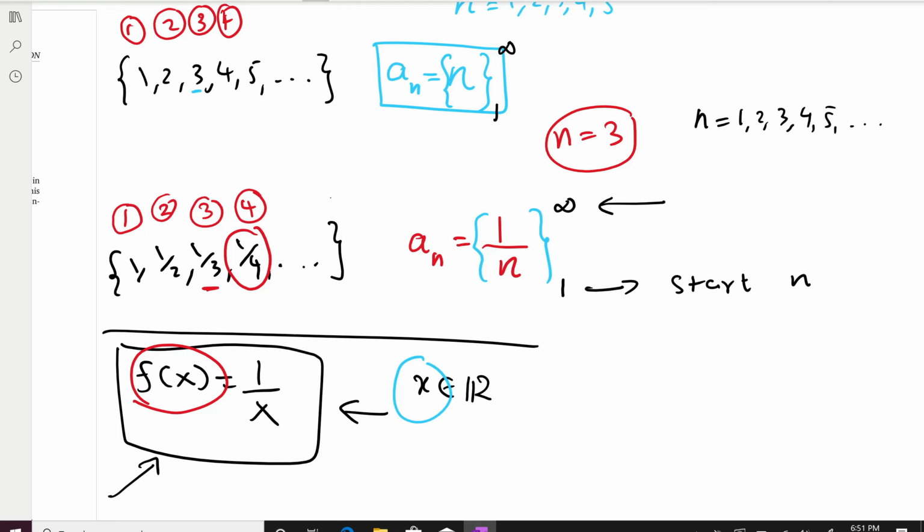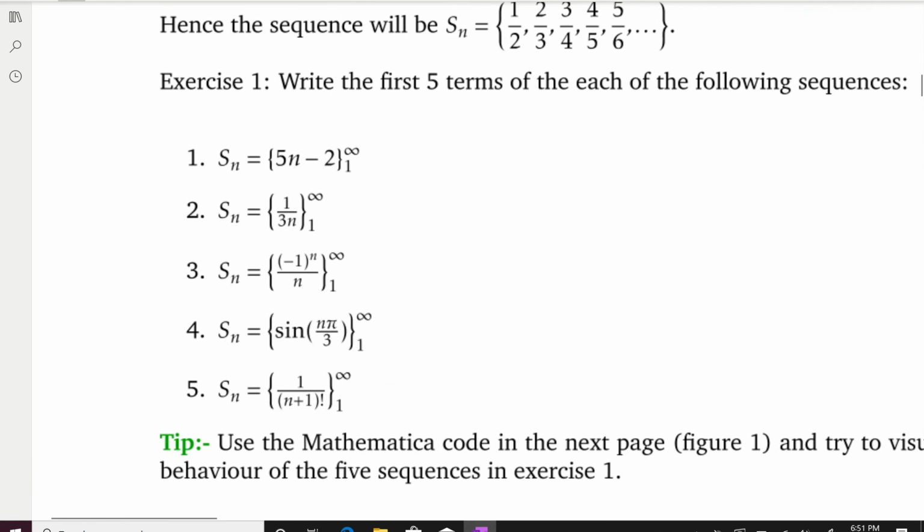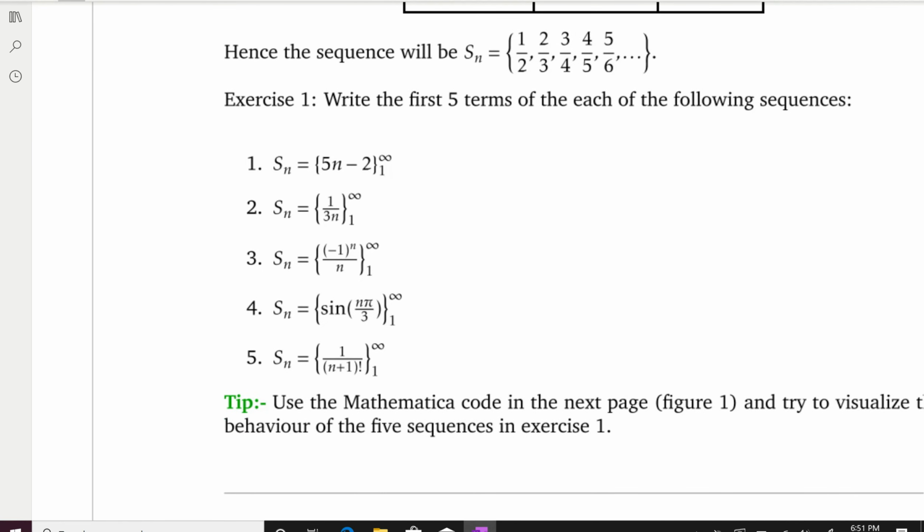All right, now at this point let's look at exercise 1. Here's what I want you to do. Look at those 5 sequences and write the first 3-4 terms of each sequence. So for example, let's take the first sequence. This is how you represent the sequence. Let's try to write the first 5 terms of the sequence.